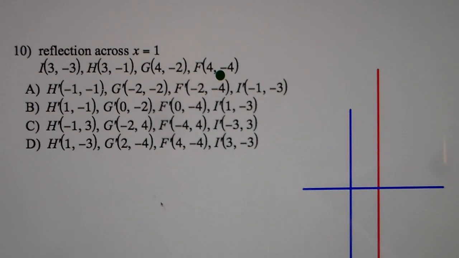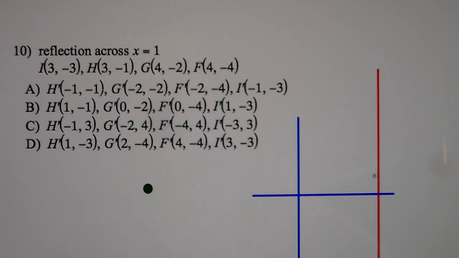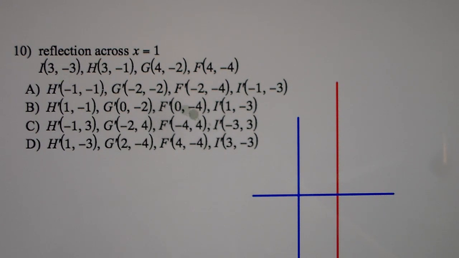Number 10. We've got a reflection over the x equals 1 line. Let's look at the I coordinate. 3 to the right, 3 down. So 3 to the right, 1, 2, 3. 3 down, 1, 2, 3. Since it's 2 to the right, that means we've got to get 2 to the left, 1, 2. So this is at (-1, -3), because the height stays the same. That was for I.